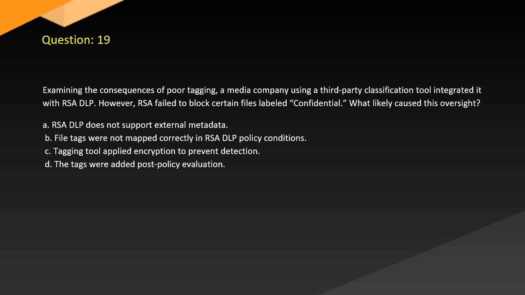Question 19. Examining the consequences of poor tagging, a media company using a third-party classification tool integrated it with DLP. However, DLP failed to block certain files labeled confidential. What likely caused this oversight? A. DLP does not support external metadata. B. File tags were not mapped correctly in DLP policy conditions. C. Tagging tool applied encryption to prevent detection. D. The tags were added post-policy evaluation.